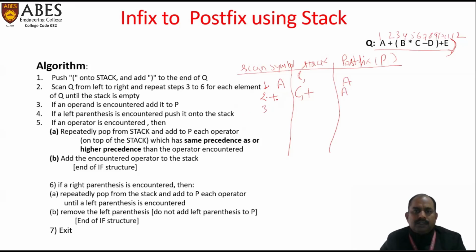Now the third symbol is a left parenthesis. If a left parenthesis is encountered, then again we add it to the stack. So the expression has no change. Now in the fourth step, we again have an operand. If an operand is encountered, then we have to add it to the expression. Now there are two symbols in the expression, A and B. In the fifth step, we scan the multiply symbol.